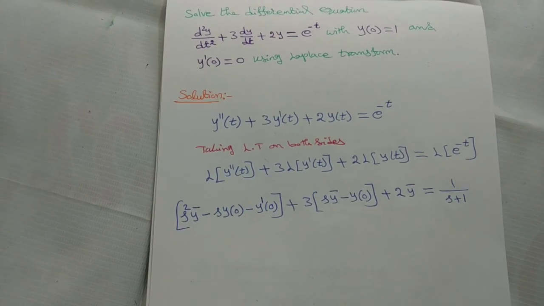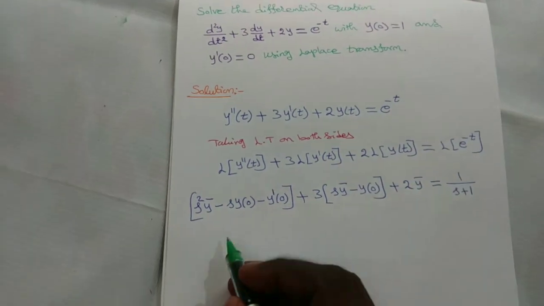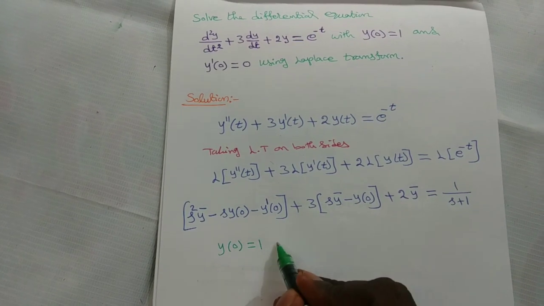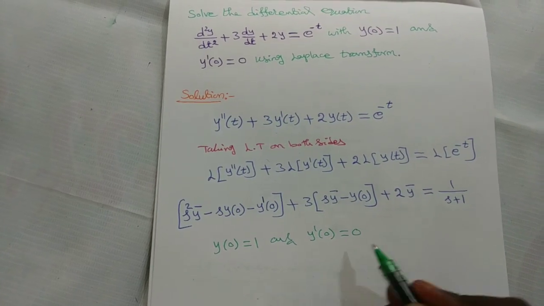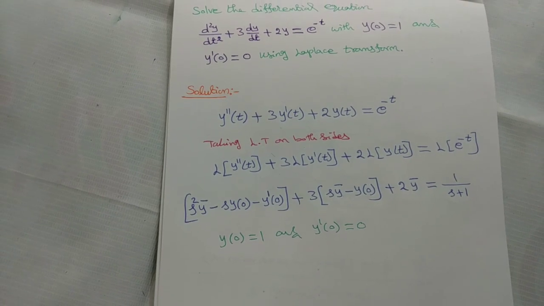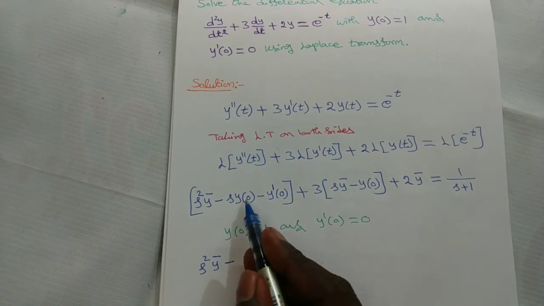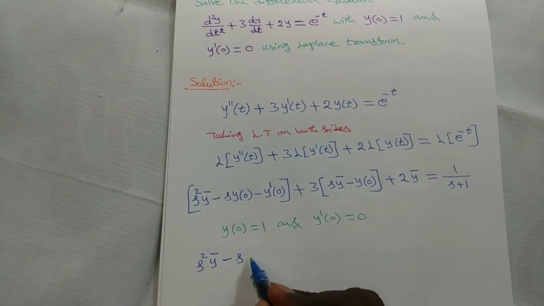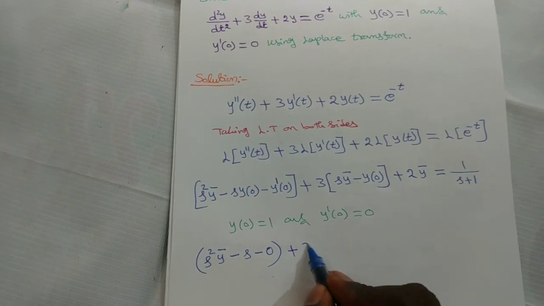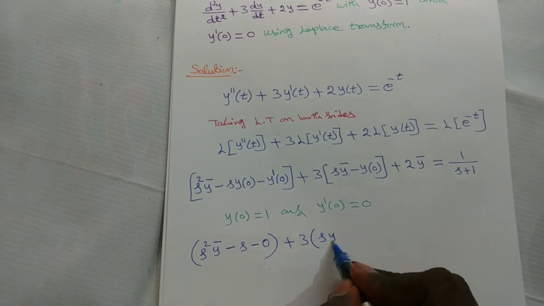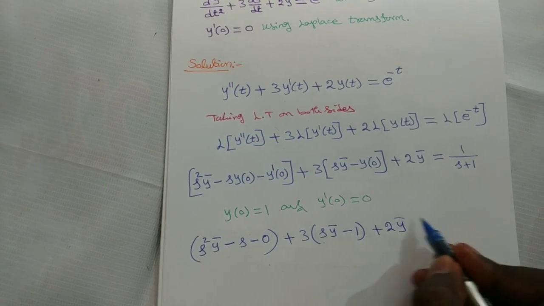Now I am going to substitute the given initial conditions. The given conditions are y(0) = 1 and y'(0) = 0. Substituting these two conditions in the above equation, therefore: s² y bar minus y(0), which is 1, so 1 into s is s, minus y'(0), which is 0, plus 3 into s y bar minus y(0), which is 1, plus 2 y bar equal to 1/(s+1).